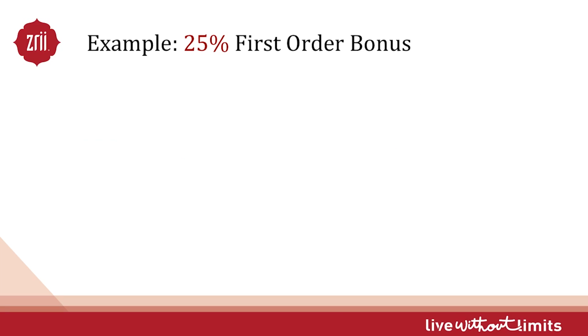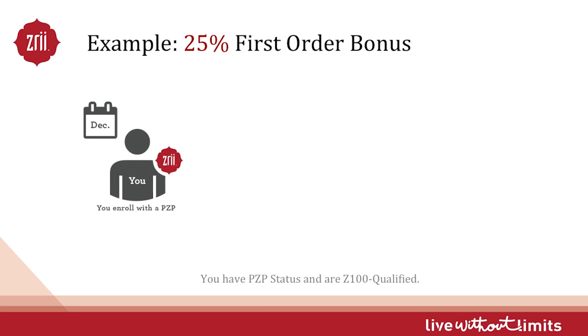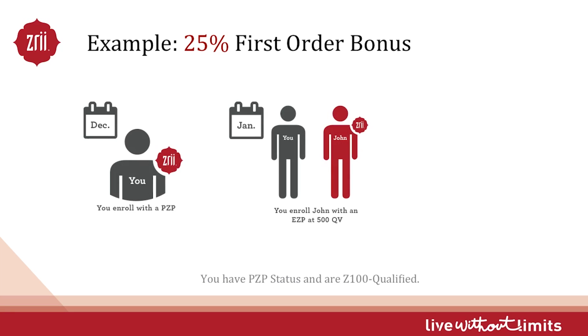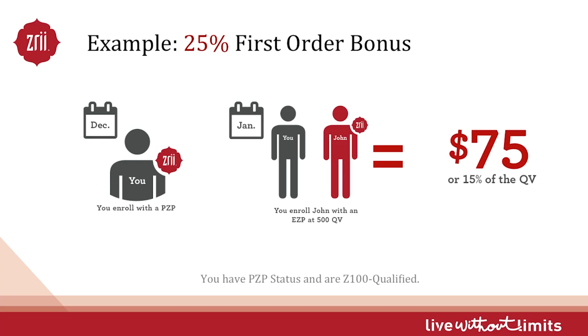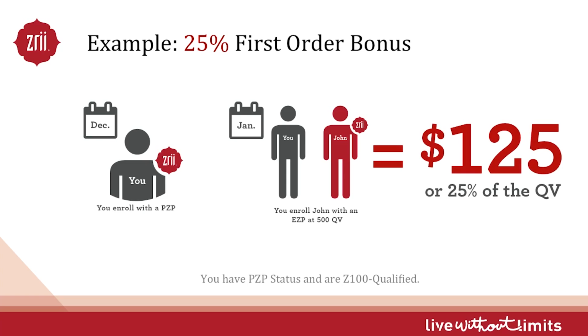Let's take the same situation as in our previous example, but this time, in December, instead of enrolling at the EZP level, you enroll with a PZP with 1,000 QV. Just like before, you personally enroll John in January with an Executive Z-Pack for 500 QV. But instead of a 15% first order bonus, you now earn a 25% first order bonus because you have PZP status. That means instead of earning $75, you earn $125.